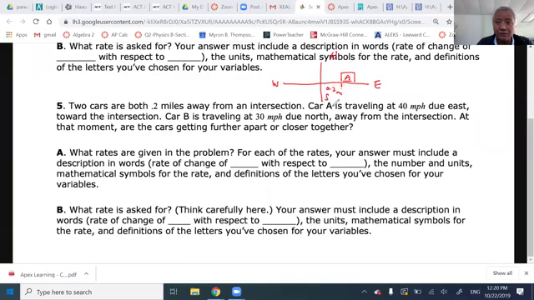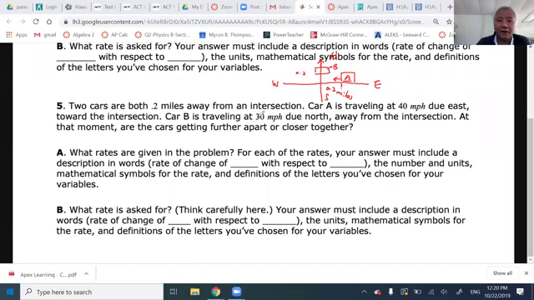0.2 miles, right? Like this. And then the other car is somewhere here. That's car B, okay? Car B is also 0.2, so this is 0.2 miles. And then car B is moving this way, car A is moving this way.